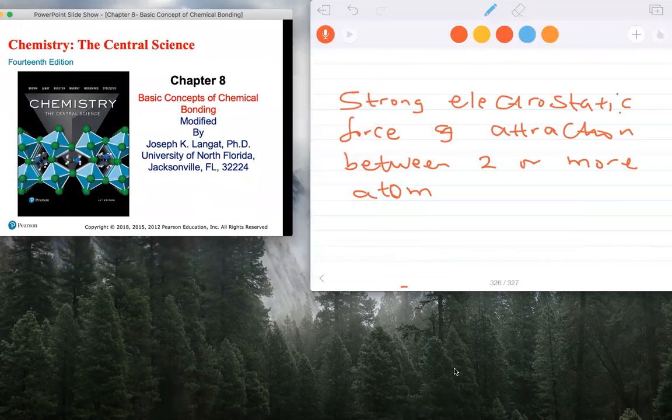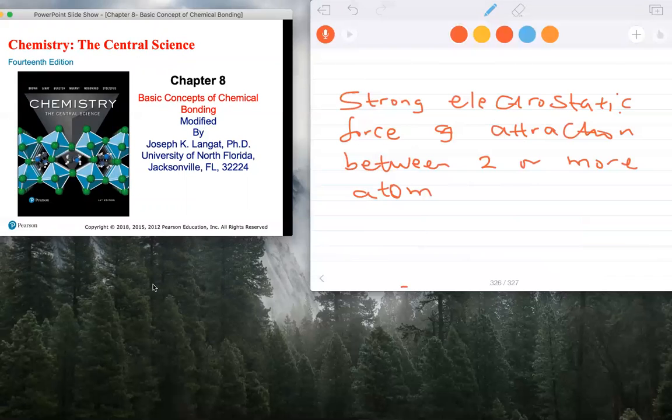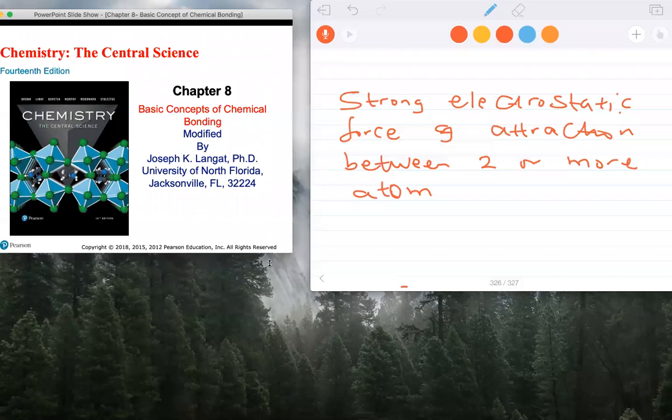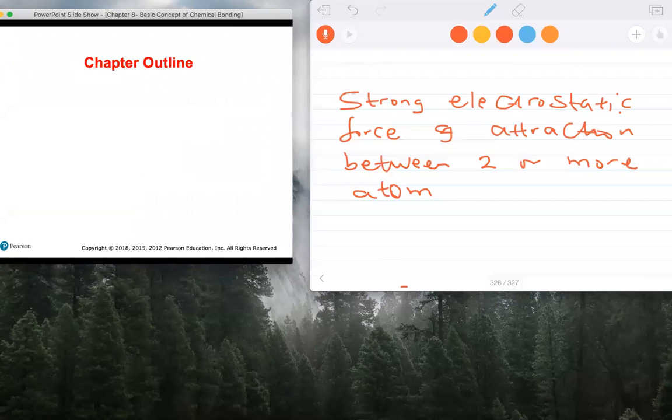That's simply the definition of chemical bond. You are asked what a chemical bond is. It's just a strong electrostatic force of attraction between two or more atoms. That is the simple definition of a chemical bond, and there are 3 types of bonds. We're gonna talk about that, but before that, here is the roadmap on what we will cover in chapter 8.